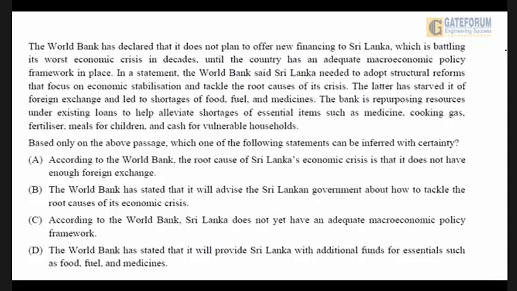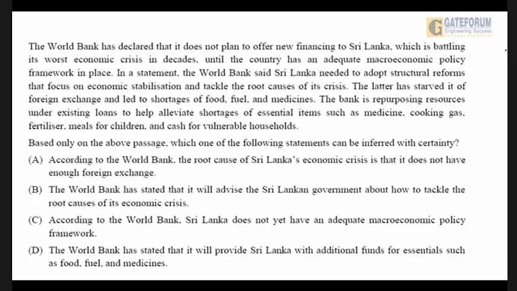The bank is repurposing resources under existing loans. Repurposing means the bank is deviating resources under existing loans to help alleviate shortages. So all the loans that are already existing, it is again deviating those towards Sri Lanka to help alleviate. Alleviate means stop, quench the shortage of essential commodities such as medicine, cooking gas, fertilizer, meals for children, and cash for vulnerable households. Vulnerable households means households that will immediately break, I mean, they do not have money. They come from a poorer section. So cash for them.